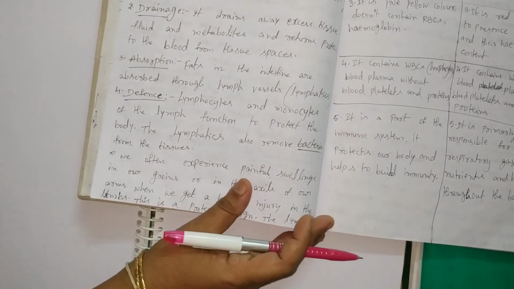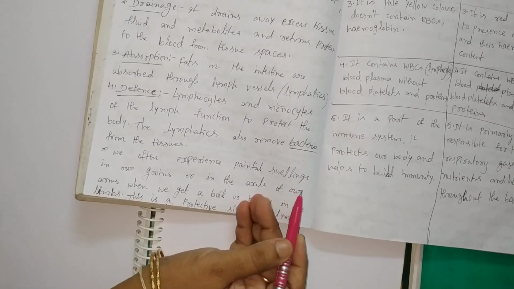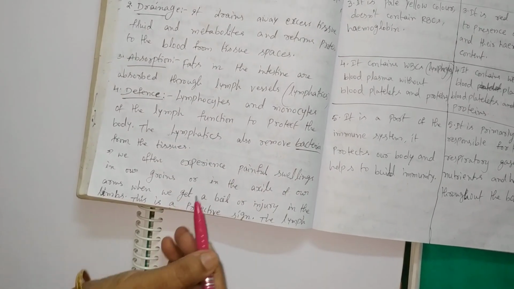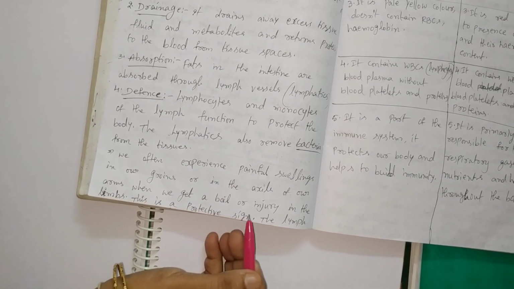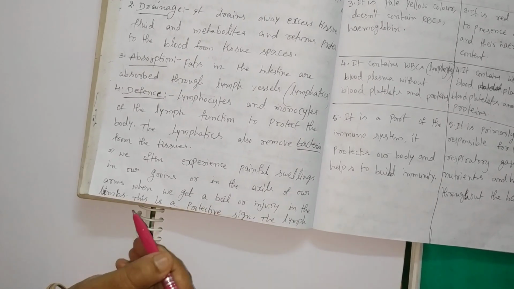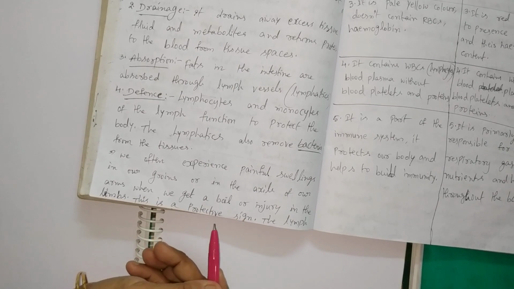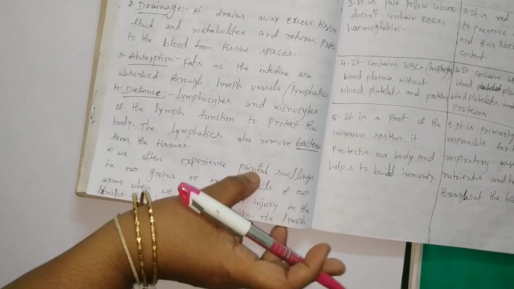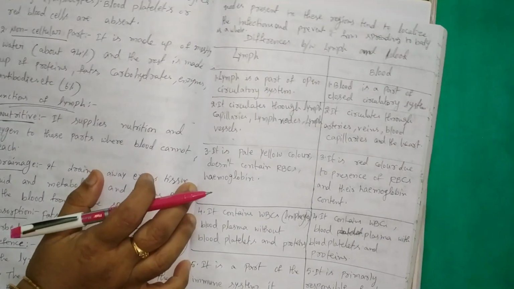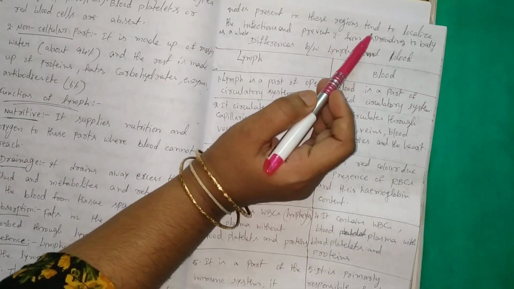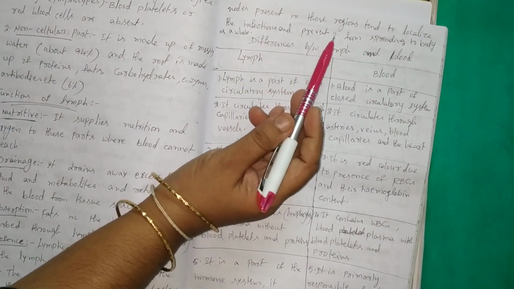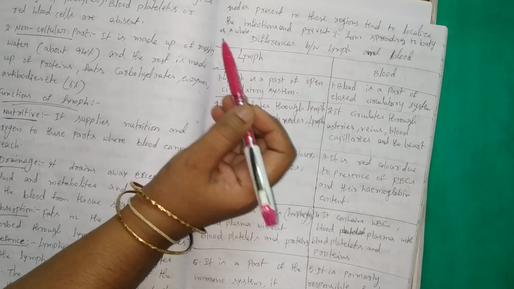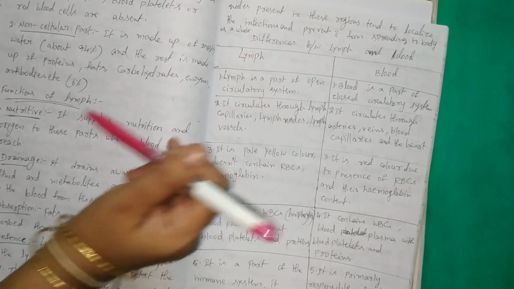We often experience painful swellings in our groins or in the axils of our arms when we get a boil or injury in the limbs. This is a protective sign. So the lymph nodes present in these regions tend to localize the infections and prevent them from spreading to the body as a whole. So these are the lymph functions.